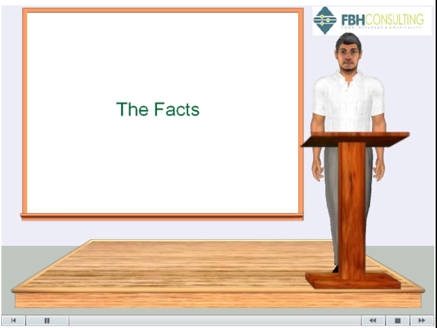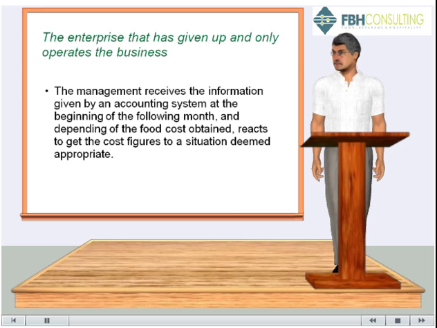In reality, we find ourselves with two types of enterprises. The first ones are the enterprises that have given up and only operate the business trying to obtain a food cost within certain predefined ranges. The management receives the information given by an accounting system at the beginning of the following month, and depending on the food cost information obtained, reacts to get the cost numbers to an acceptable range.